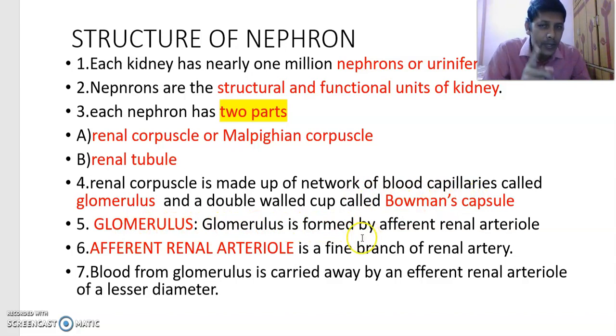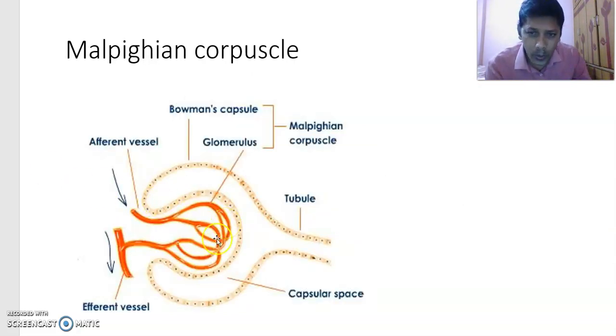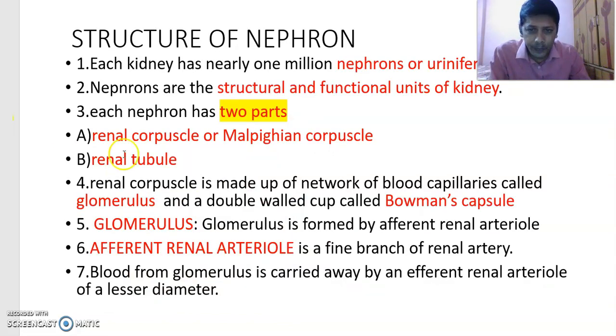Now, very important: how is the glomerulus formed? The afferent arteriole develops from the renal artery, and from this arteriole the glomerulus is formed. The afferent renal arteriole is a fine branch of the renal artery. The renal artery divides and forms a fine branch called the afferent renal arteriole.